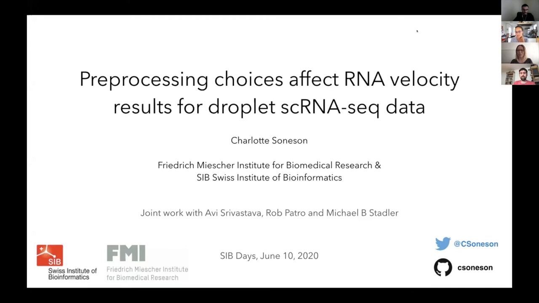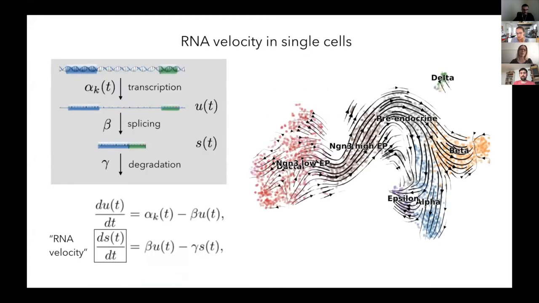So I wanted to say just a few words first about RNA velocity. One of the reasons why it's becoming so popular, and it actually also got the SIB resource bioinformatics prize last year, is that it allows us to infer things about the dynamics, for example, related to a differentiation trajectory, based on just snapshot data from single-cell RNA-seq.